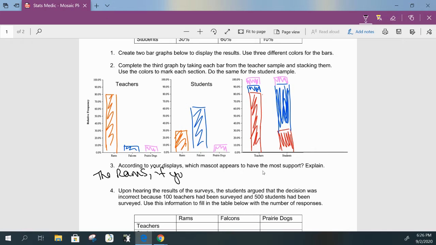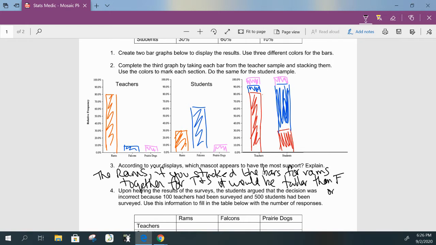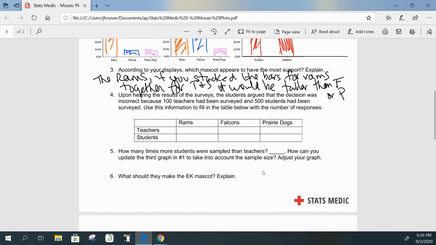if you stack the bars for Rams together, for teachers and students, it'd be taller than the bars for the Falcons or the Prairie Dogs. Okay, so let's see if that holds true. If there's anything else we need to know.